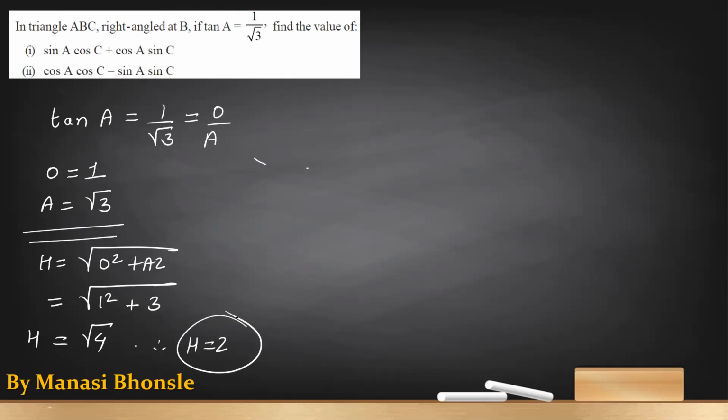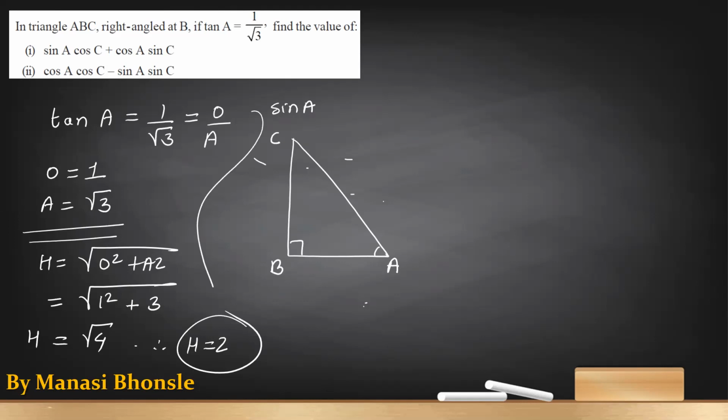Now once we get H, it is quite simple. Let us first find out the values of sine A. So for that, first of all, we have to construct this into a diagram. Let this be A. This is right angled at B, and let this be C. Now they have told tan A. So if this is tan A, this will be the opposite side and this will be the adjacent side. So for tan A, this is going to be 1 and this side is going to be root 3. And we have calculated the hypotenuse, it is going to be 2. So now let us jot down the ratios.